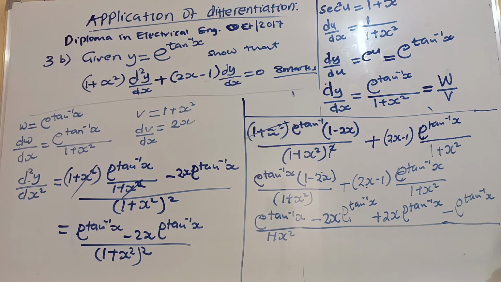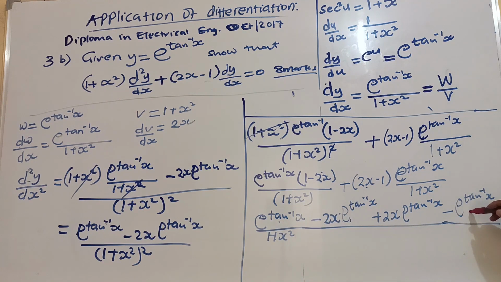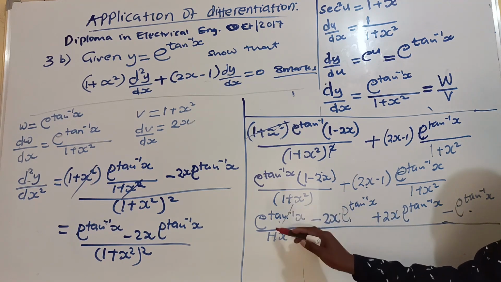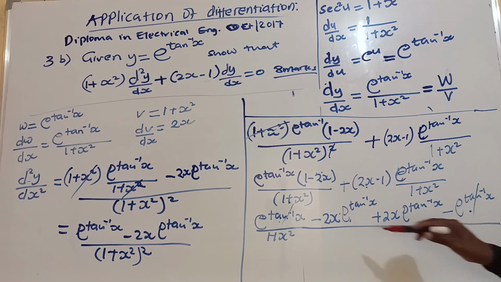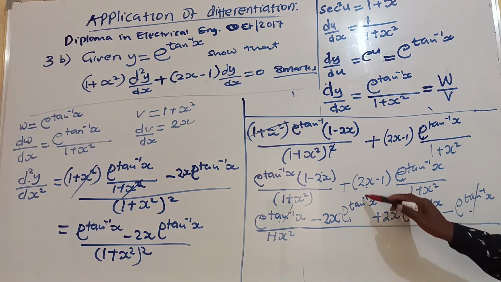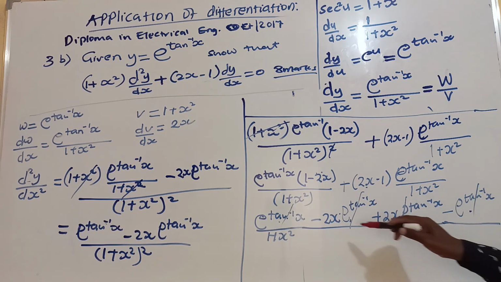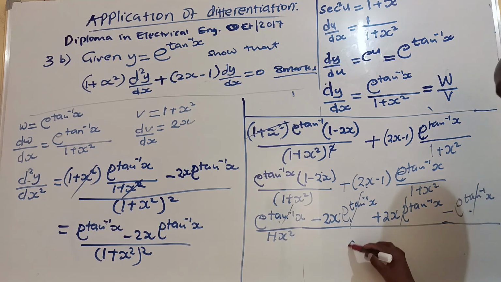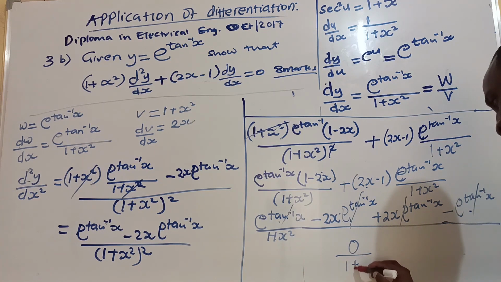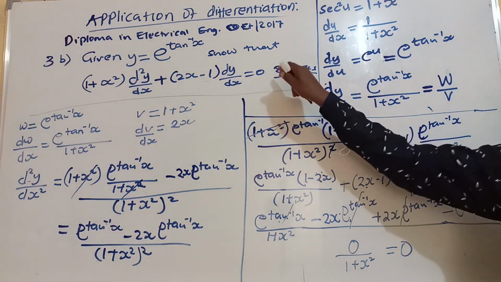Can I reduce to 0? I think it will. Because this will cancel out with this. So that value will cancel out with this value. This positive 2x exponential tan inverse x will cancel out with this negative value, and this negative value will cancel out with this positive value. So finally you have 0 over 1 plus x squared. 0 divided by any number is 0. So it has balanced, meaning we have our 8 marks.